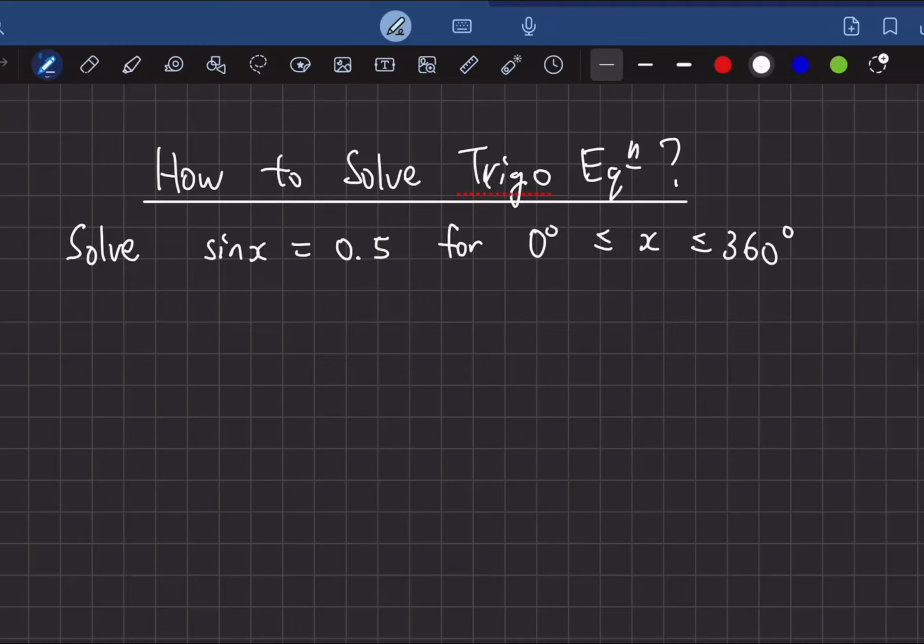Okay, hi people. Today we look at how we solve trigo equation. Take note, this solving of trigo equation is very much different from your solving of ASTC. So please be mindful. So first thing, let's take a look at this question.